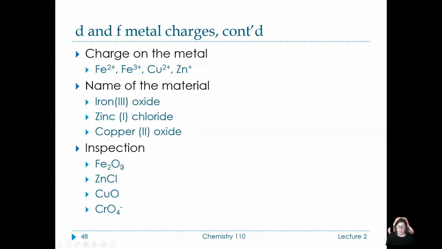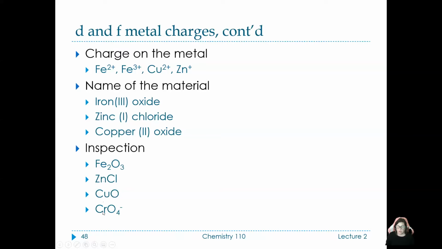Inspection, Fe2O3. Since we know that the charge on oxygen is 2-, from what we saw in the periodic table, and we need to have as many pluses as we have minuses, then we need to have 2 Fe's. To make that work, this 3+ has to be multiplied by 2, and this 2- has to be multiplied by 3 to give us a total of 6+ and 6-. Now, Cl is -1, so this Zn is +1. O is -2, so this Cu is 2, Cu2. So copper 2 oxide is this right here.